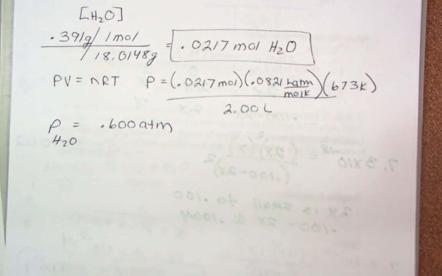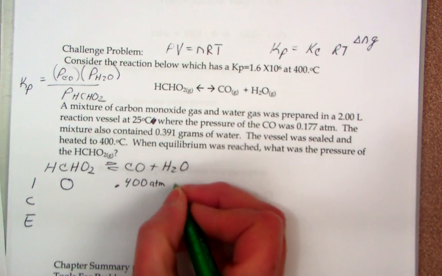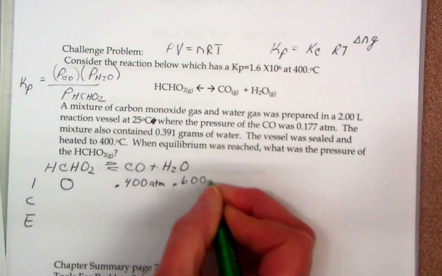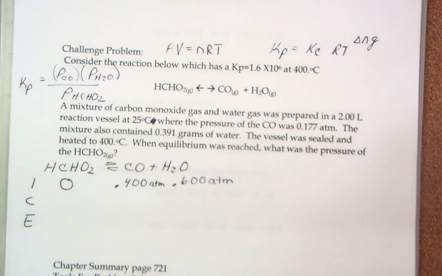Now what? Now I can put in my values, okay? So I'm going to put 0.6 atmospheres here. Okay, can you finish this problem now? Okay, go ahead and finish this problem. Oh, you can't use a calculator. Okay?